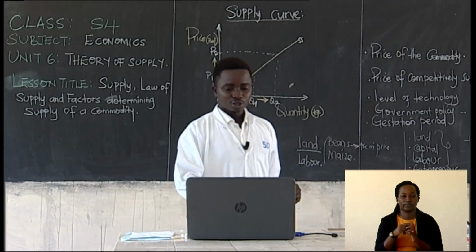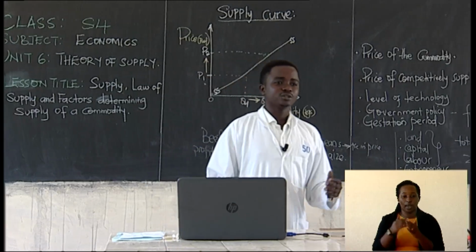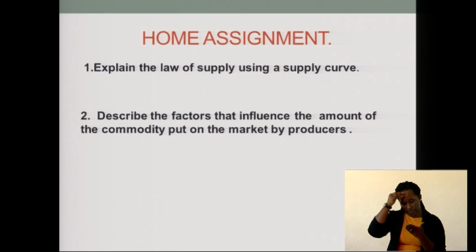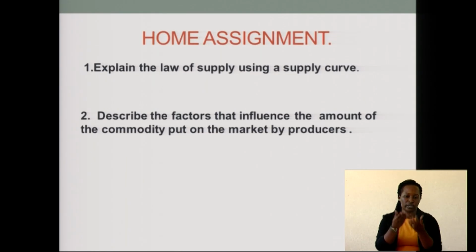Before we come to the end of our lesson, I have two questions that I want you to work out. Question 1: Explain the role of supply using a supply curve. Question 2: Describe the factors that influence the amount of commodity put on the market by producers. I hope by the end of this lesson you are able to answer them very well.